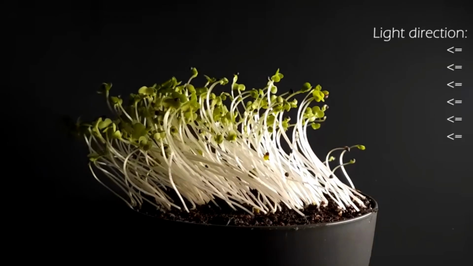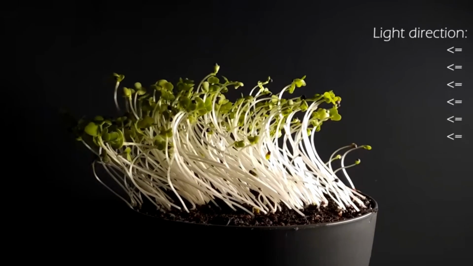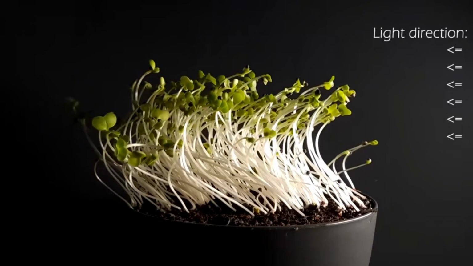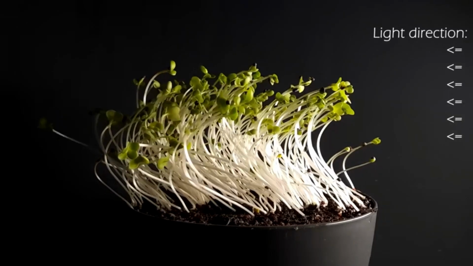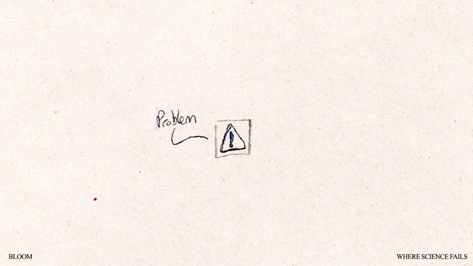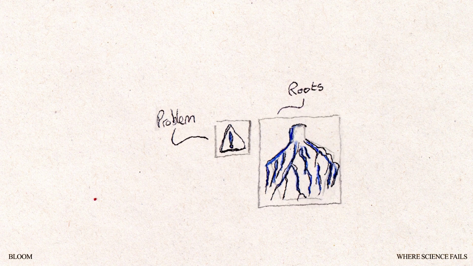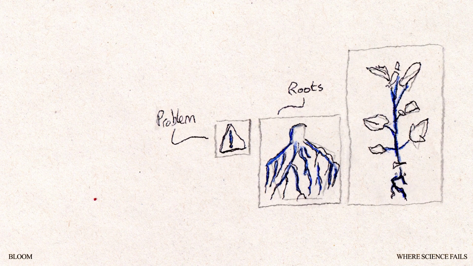Phototropism determines the direction for growth by the angle of light. Plants are chasing after the sunlight. But there's a problem with this explanation. It doesn't get to the root of what we're really asking.